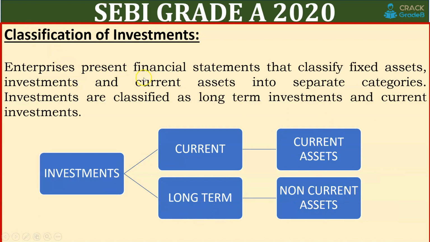So enterprises present financial statements that classify fixed assets, investments, and current assets into separate categories. Investments are classified as long-term investments and current investments, and we have seen the bifurcation here.